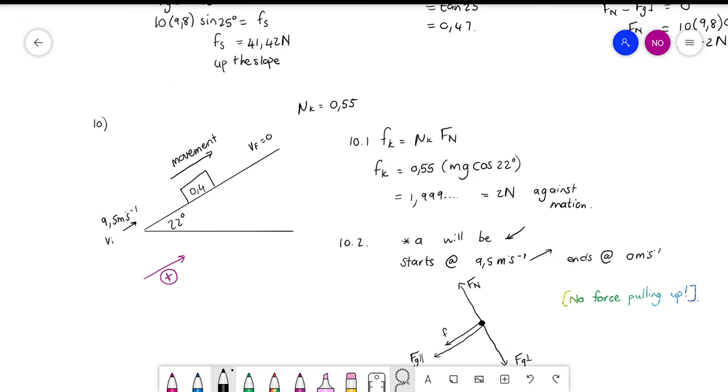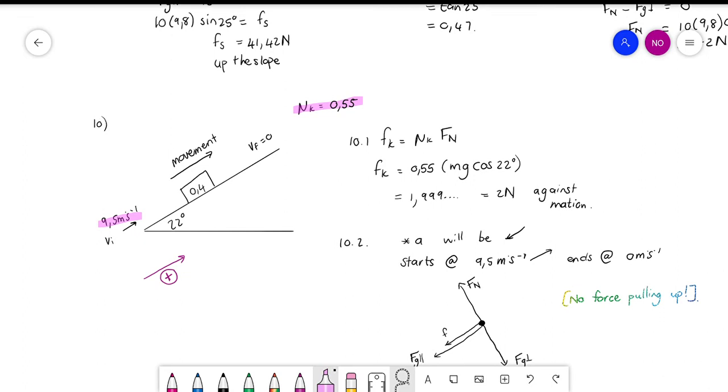So the first one, number 10, you guys had number 10 and 12 and 14, I think. Number 10, they say it's a wooden block with a mass of 400 grams. Now I hope you guys realize that's 0,4 kilogram. Word opwaarts teen 'n skynvlak met 'n helling van 22 grade geskuif. Die snelheid van die blok by die voet van die skynvlak is 9,5 meter per sekonde en die kinetiese wrywingskoëffisiënt, I wrote all of this down, is 0,55.